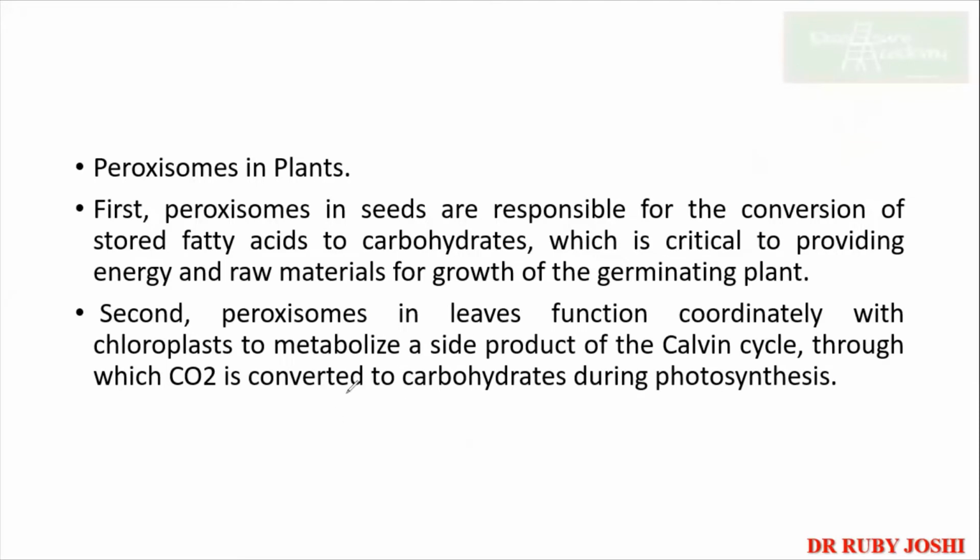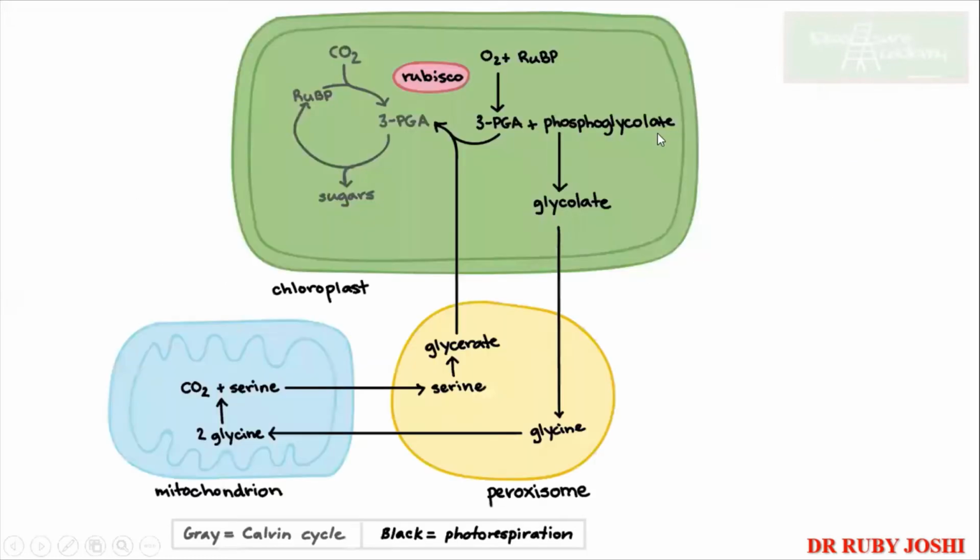The second case is where the peroxisomes in the leaves function coordinately with the chloroplast to metabolize the side product of the Calvin cycle. Okay, so later we'll study how. In which case we know that carbon dioxide is getting converted to carbohydrates during photosynthesis, right? But sometimes what happens is that instead of CO2, oxygen gets involved. Okay, so there photorespiration happens.